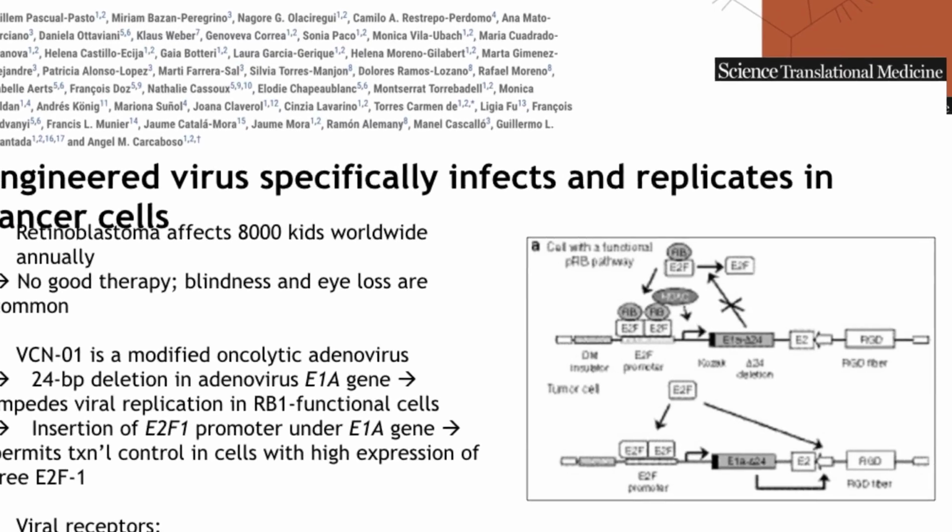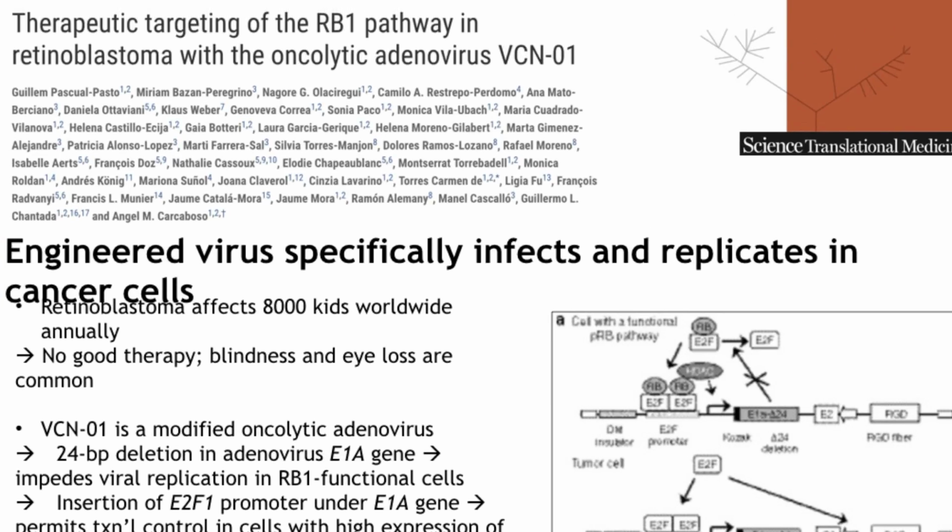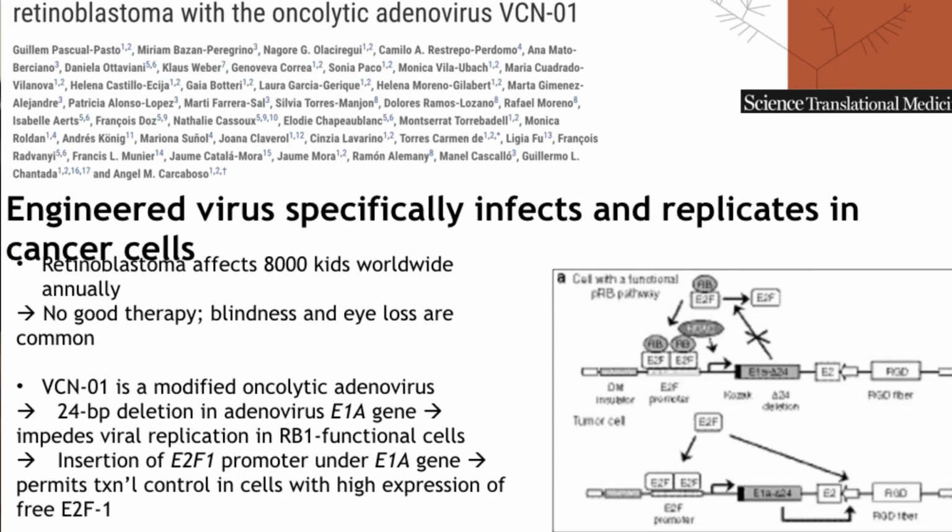The cancer here that we're talking about is a retinoblastoma, which affects 8,000 children worldwide annually. These are often very young children. This is a genetic disorder. It's often something that's inherited where different alleles of the parents are passed on to the child, but it can also occur during just development if a mutation accumulates within the retinoblastoma gene. There is unfortunately no very good therapy. Blindness and eye loss, eventual eye loss, are very common for children who suffer from this cancer.